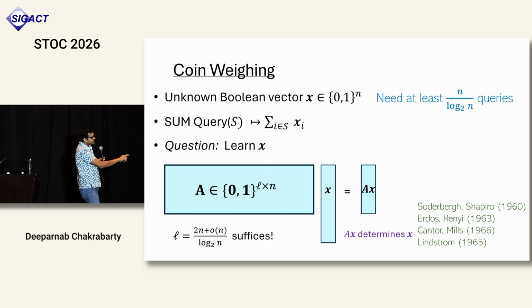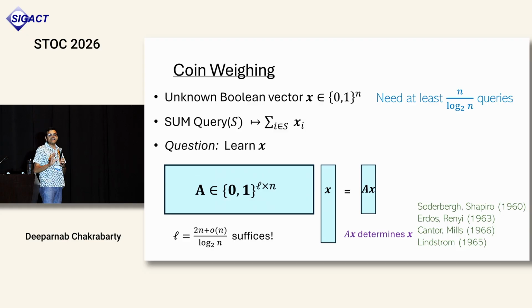But for the construction of this matrix, Cantor, Mills, and Lindstrom actually gave explicit constructions and efficient ways of decoding, almost linear time algorithms to decode. I'll not talk about them, but they're based on very nice ideas from Fourier analysis, where you think of every column as a function in L dimensions. So I'll not say more about this in this talk, but it's a very nice construction.